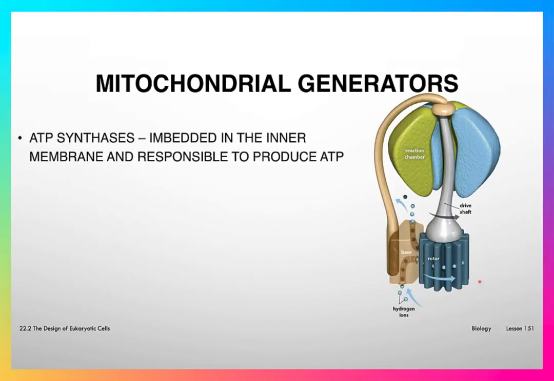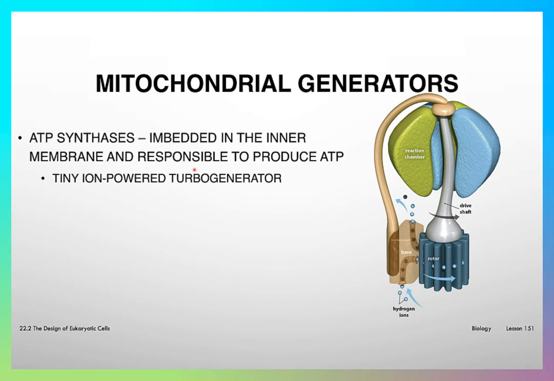Now, in the inner membrane are these generators that produce the energy, and the generators produce the energy using an enzyme known as ATP synthase. And ATP is the energy currency of the cell. And in a future lecture around the biochemistry, I'll explain what I mean exactly by that. But these are tiny ion-powered turbo generators that drive this shaft in such a way as to produce energy.